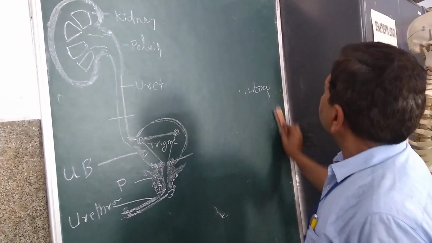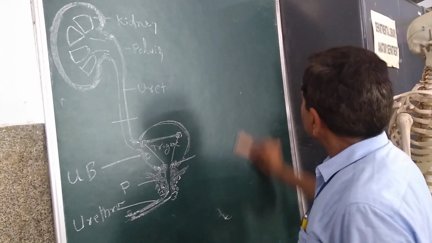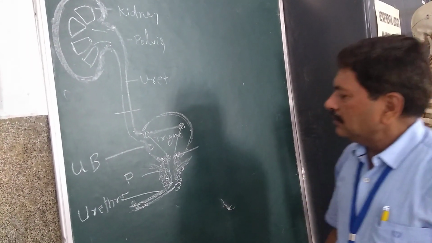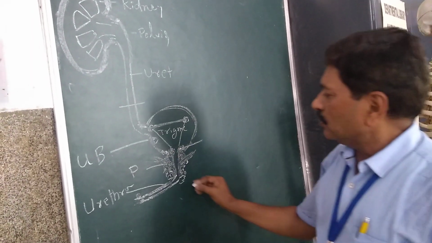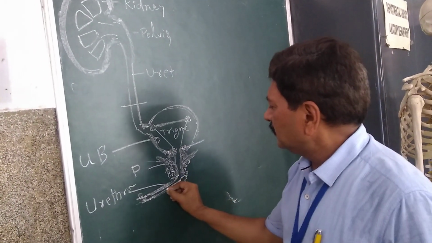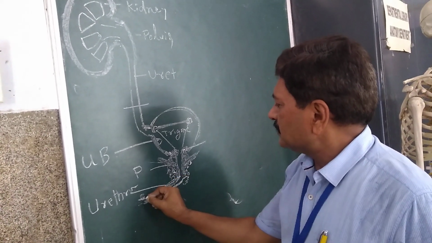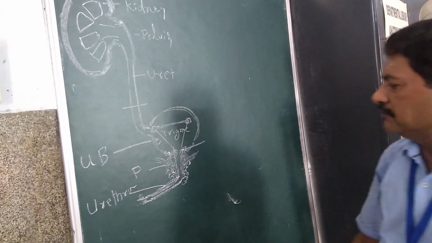There are glands in the urethra, called urethral glands, which open in the cavernous part of the urethra, and the secretion is mucus in nature.